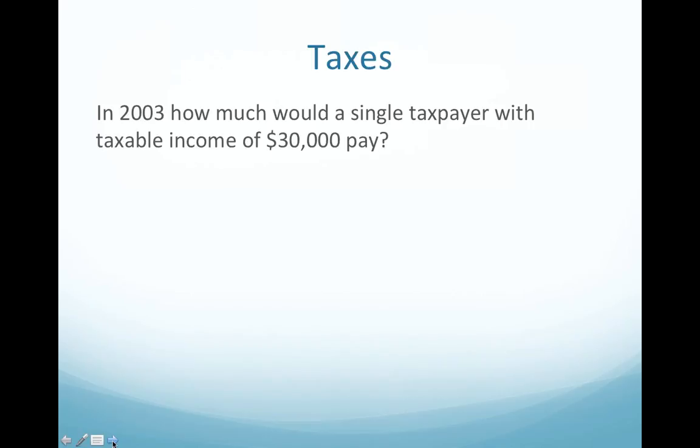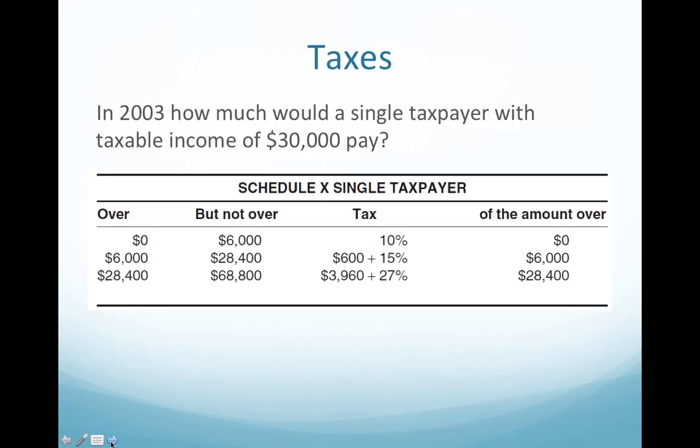Okay, so let's look at some taxes. Okay, so with taxes it says, in 2003, how much would a single taxpayer with a taxable income of $30,000 pay? All right, here's our tax table. Okay, $30,000 is right in this number right here. So they're guaranteed to pay this. Plus, they've got 27%, okay, over this amount.